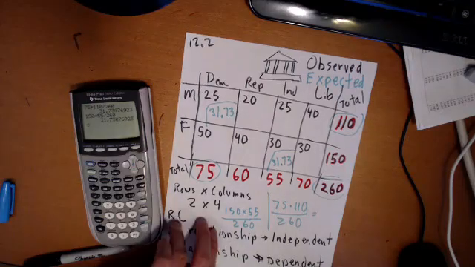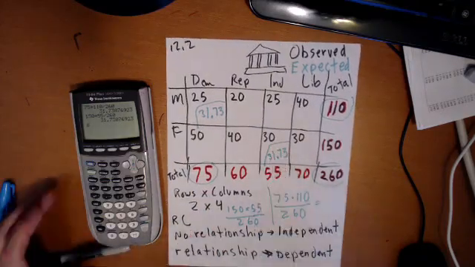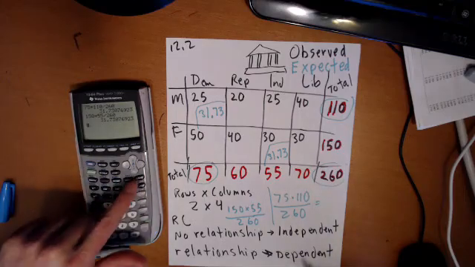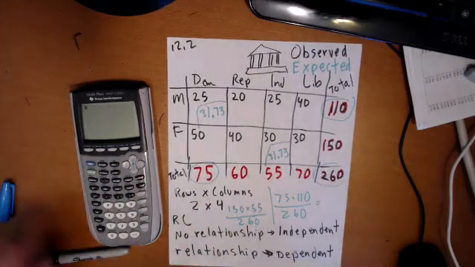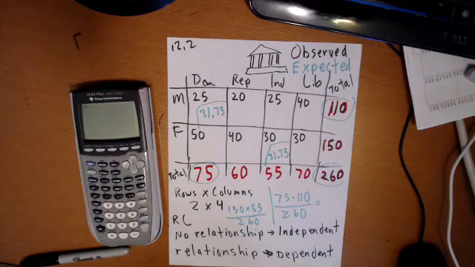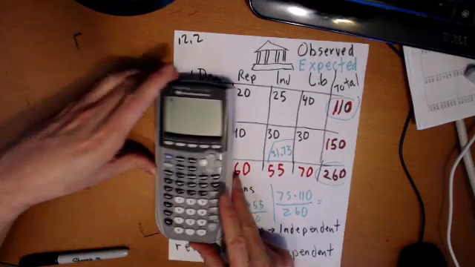Okay. Let's figure out a shortcut to getting these numbers. Okay, I'm going to hit clear. I'm going to put all these numbers in black, these observed numbers, into my calculator using a matrix. Hopefully we can see this okay.